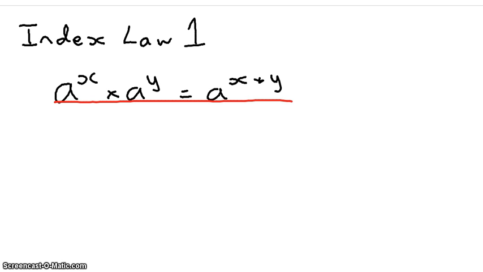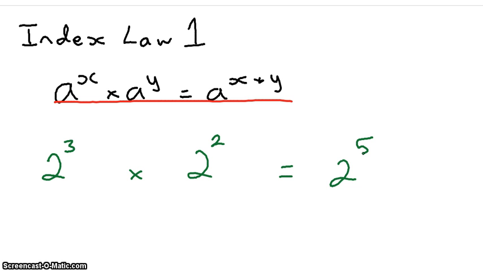So if we had, say, 2 to the power of 3, and I'll just space it out a bit, 2 to the power of 2. According to this law, the answer is going to be 2 to the power of 5. I'm saying that that's true. You don't necessarily believe me, but let's have a look at it. Let's put this into expanded notation. 2 times 2 times 2. That's the expanded notation of 2 to the power of 3. We all agree with that.